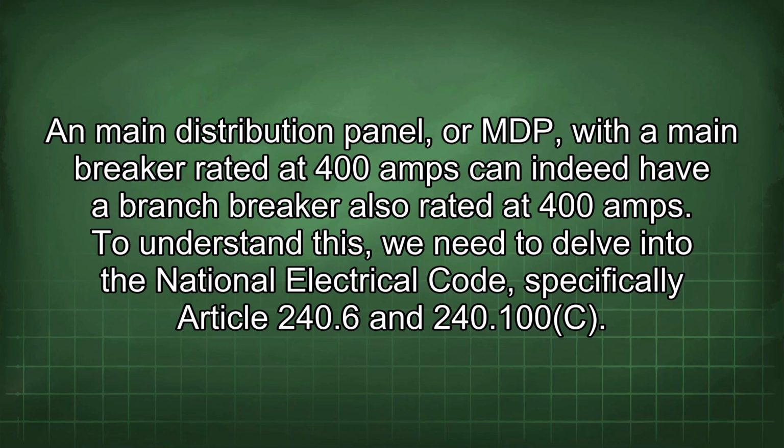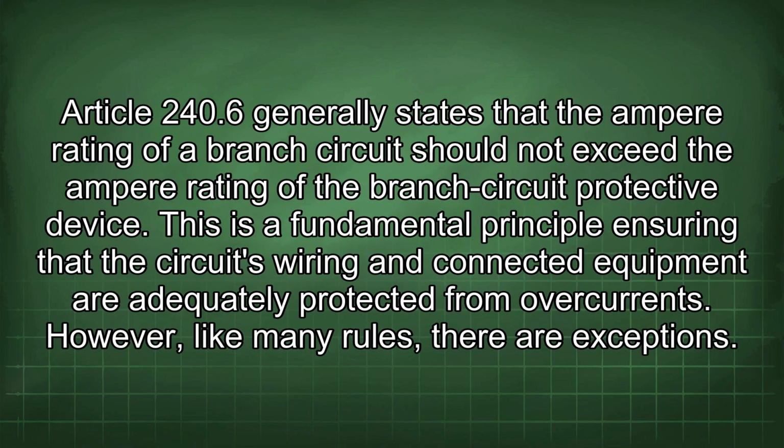A main distribution panel, or MDP, with a main breaker rated at 400 amps can indeed have a branch breaker also rated at 400 amps. To understand this, we need to delve into the National Electrical Code, specifically Article 240.6 and 240.100c. Article 240.6 generally states that the ampere rating of a branch circuit should not exceed the ampere rating of the branch circuit protective device. This is a fundamental principle ensuring that the circuit's wiring and connected equipment are adequately protected from overcurrents. However, like many rules, there are exceptions.